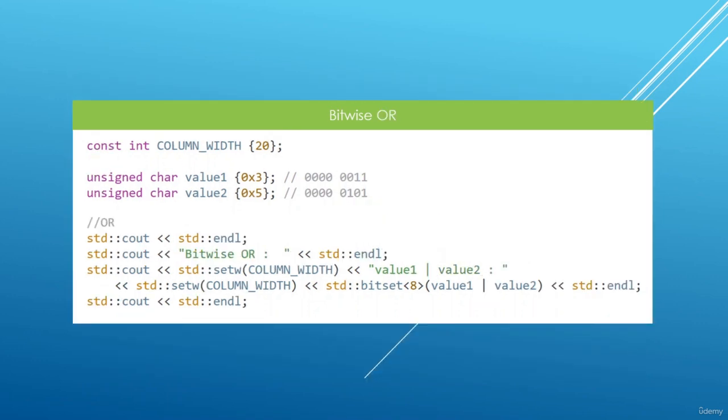Here is an example of how you can do bitwise OR. It is really the same thing. You're going to be doing the OR operation on each bit of these two variables, and we're going to be getting the result here. You see that we're going to store the result back, and you're going to see that we are going to print this result using std::bitset.